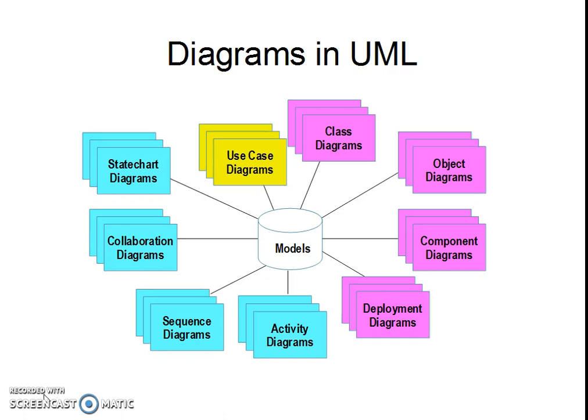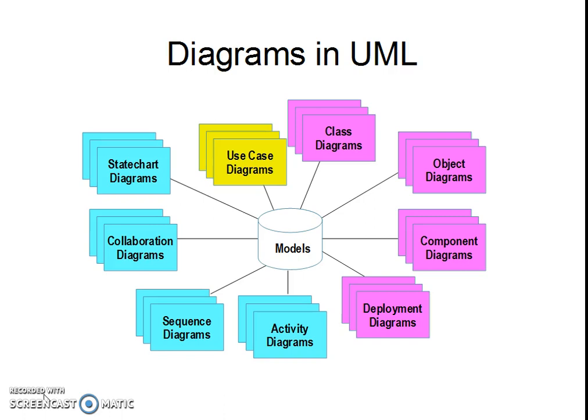Next are the sequence and collaboration diagrams. Basically, the sequence and collaboration diagrams come under the interaction portion; they are part of the interaction diagrams. In a sequence diagram, we talk about the time ordering of the messages. A sequence diagram is a type of interaction diagram that emphasizes the time ordering of the messages. They show the set of objects and the messages sent and received by the other objects.